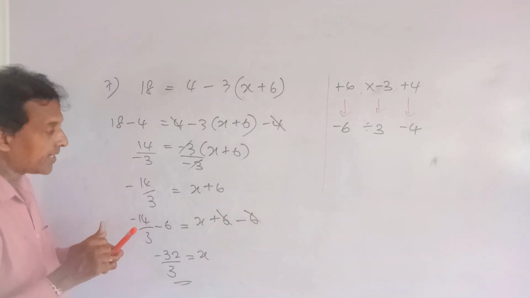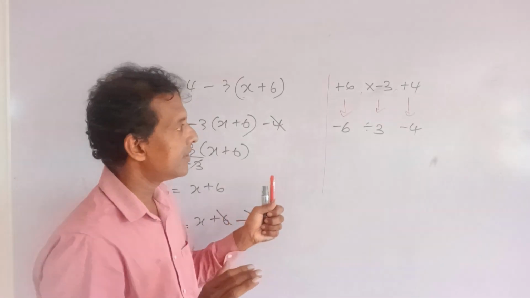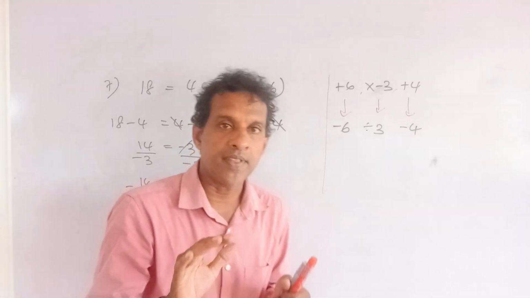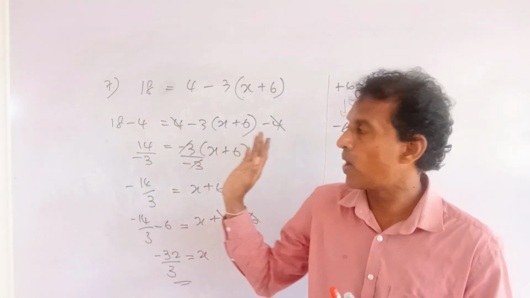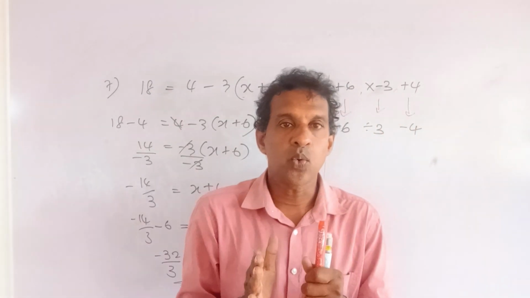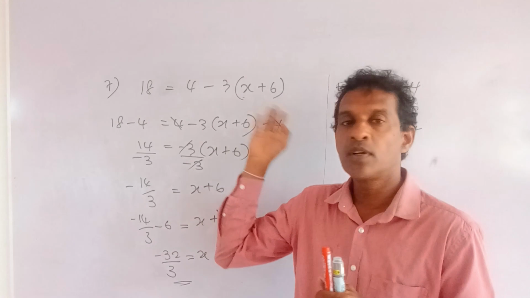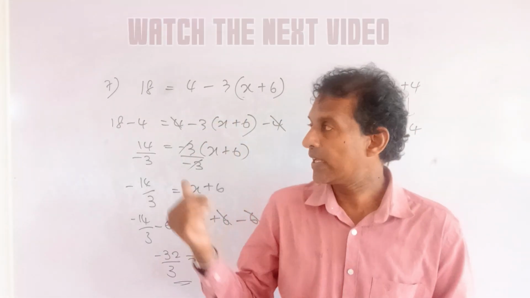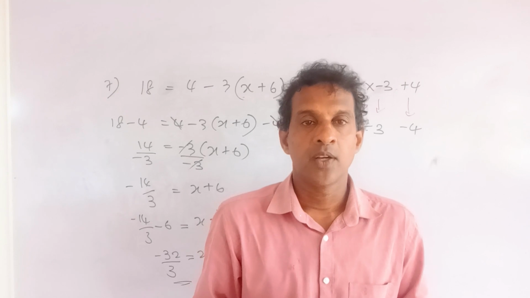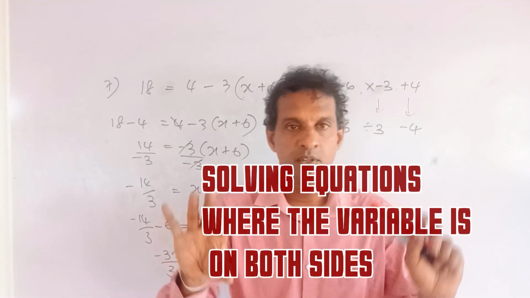Okay? So I think I have discussed all types of possible equations where the variable is on one side. Now we can see how we solve if we have the variable on both sides. So our next few minutes will be allocated to solving linear equations where you see the unknown term on both sides.